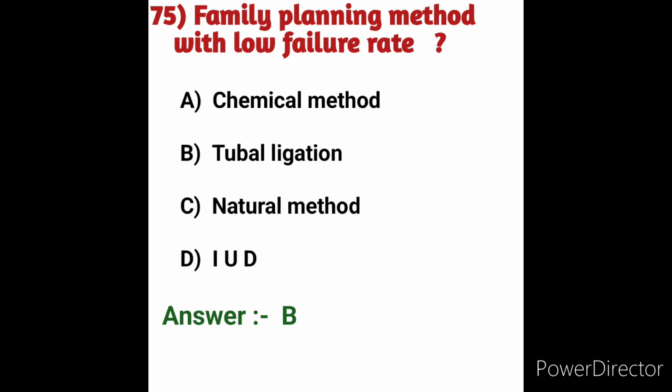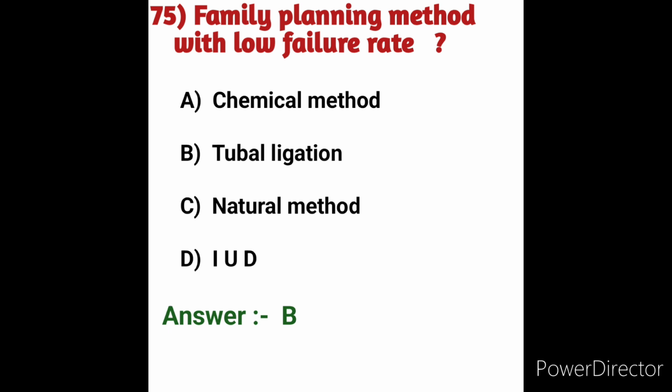We have to see here what the permanent methods are. Option B is the permanent method, tubal ligation. Tubal ligation is a surgical procedure for female sterilization in which the fallopian tubes are permanently blocked or clipped. Otherwise, they will be removed. Option B is the correct answer, tubal ligation.